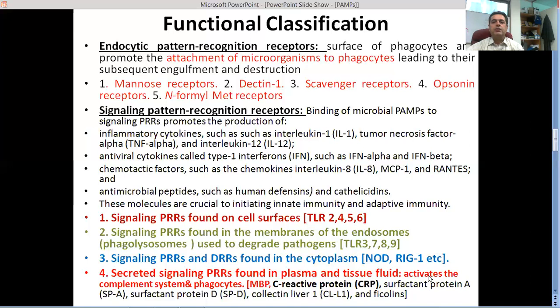And what is their job? They activate the complement system and different kinds of phagocytes. And what are these secretory PRRs? These include the mannan-binding protein, for instance, C-reactive protein, surfactant A, surfactant protein D, collectin liver 1, and ficolin. So these are secreted outside the cell, and then they are involved in activation of the complement system and different kinds of phagocytes.